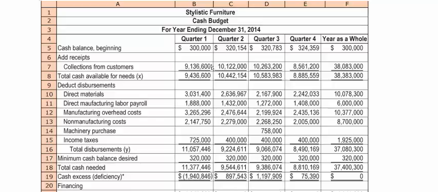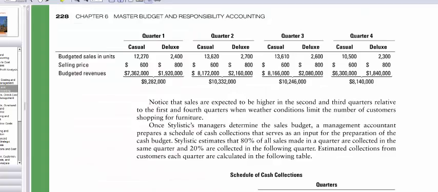Let's go take a look at how this calculation here is done because it can be quite involved. All right, so let's go take a look at our textbook. Here I am on page 228 in the 15th edition. And what we need to do is plot out when the sales are made or budgeted to be made, how much we are going to sell them for, and calculate the dollar amount in revenues, and then figure out, based on historical information, how do our customers tend to pay us.